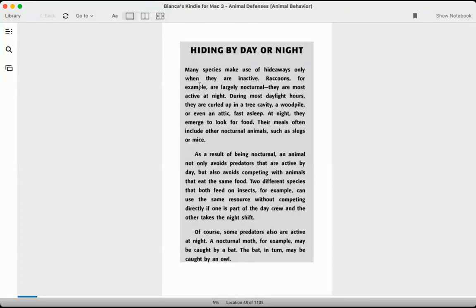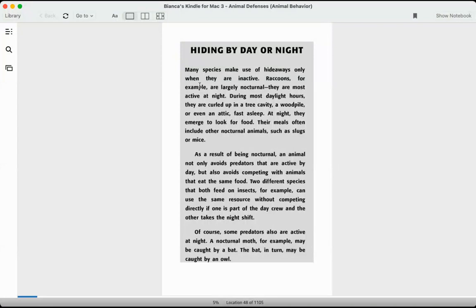Their meals often include other nocturnal animals, such as slugs or mice. As a result of being nocturnal, an animal not only avoids predators that are active by day, but also avoids competing with animals that eat the same food. Two different species that both feed on insects, for example, can use the same source without competing directly if one is part of the day crew and the other takes the night shift.